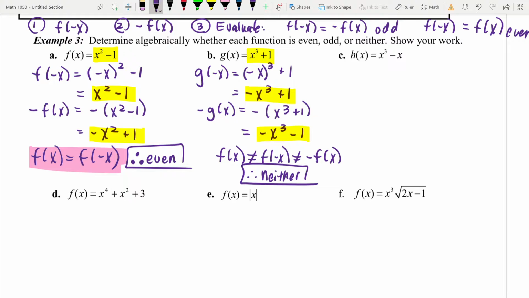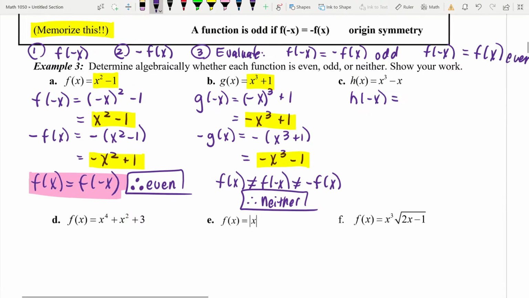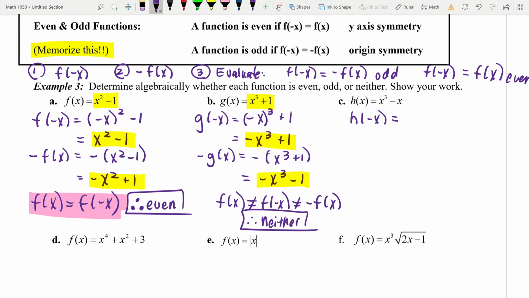Who's with me? Raise your hand up high if you're following what I'm doing. Okay, great. Okay, let's do question C. H of negative x. Guys, do me a favor. See this step 1, f of negative x? Draw an arrow to yourself, and I want you to write the word parentheses. I really want you to make sure that you put parentheses around that negative x. Otherwise, you're writing it wrong. Okay? So, in parentheses, negative x to the third, minus, in parentheses, negative x.